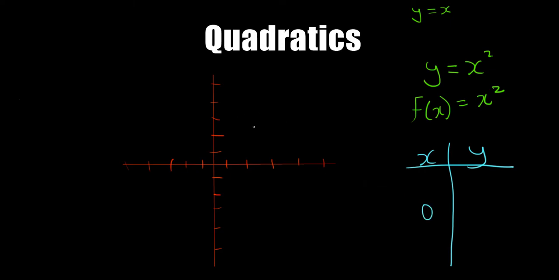So if x is 0, 0 squared is 0. So 1 squared is 1. 2 squared is 4. So let's go to the negatives now. So negative 1. Negative 1 squared is 1, because if you square negative 1, you can only get a positive number. So what about negative 2? Again, 4. So just make sure you're not thrown off by the negative.